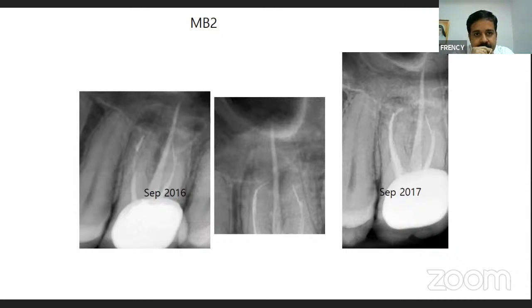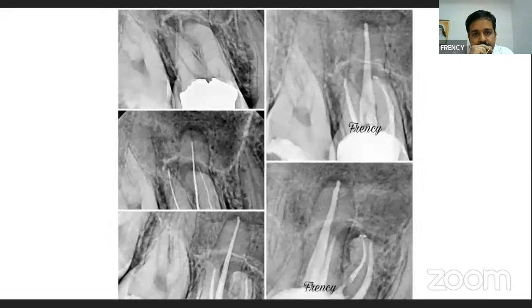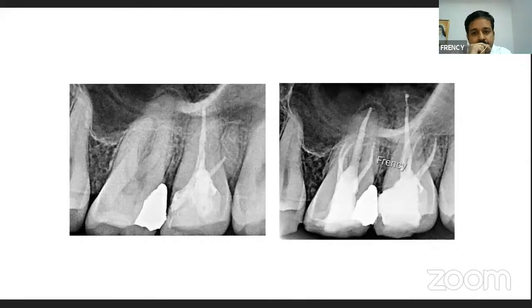Here also you can see a sharp curvature with calcified mesiobuccal root, but there is a separate portal of exit for MB1 and MB2. So in such cases, if you miss a MB2 canal, it may cause persistence of the lesion. Here also a retreatment, root canal treatment of maxillary first molar. You can see both first molar and second molar are having separate portal of exit.